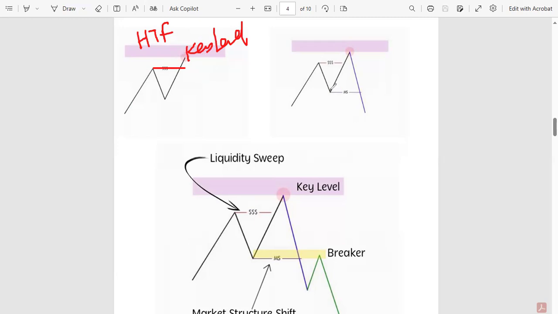But the next step is to look for market structure shift. And this market structure shift, we check it on the lower time frame. Okay, not on the higher time frame. On the lower time frame, look for market structure shift. After market structure shift, remember this was an order block, so it is now a breaker block.